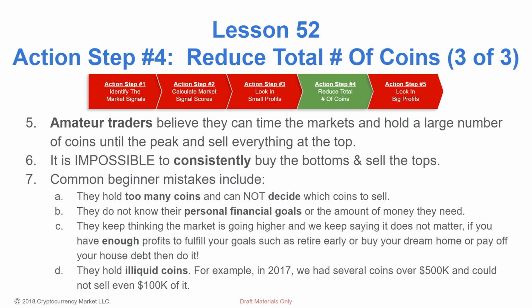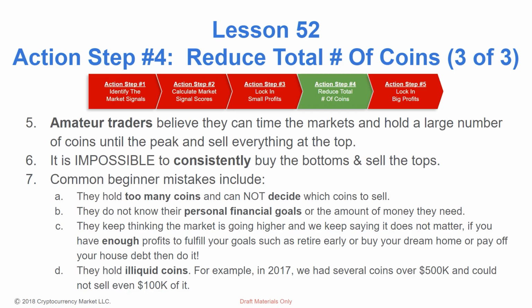So the common beginner mistakes include they hold too many coins and cannot decide which coins to sell. They do not know their personal financial goals or the amount of money they need. They keep thinking the market is going higher, and we keep saying it does not matter if you have enough profits to fulfill your goals, such as retire early or buy your dream home or pay off your house debt, then do it. They hold illiquid coins.